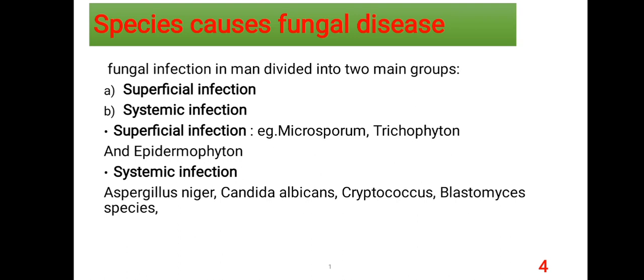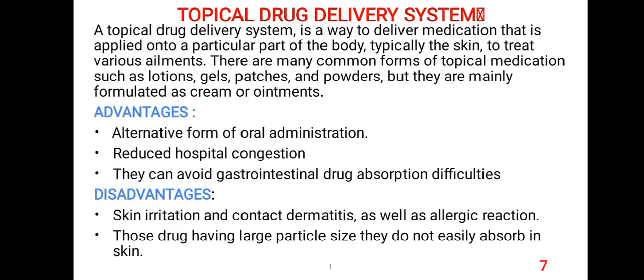After the structure of the fungi, we are going to study the species that cause fungal disease. Fungal infection is mainly divided into two groups. First is superficial infection, second is systemic infection. Superficial infection, for example Microsporum, Trichophyton, and Epidermophyton. Systemic infection includes Aspergillus niger, Candida albicans, Cryptococcus, and Blastomyces species.